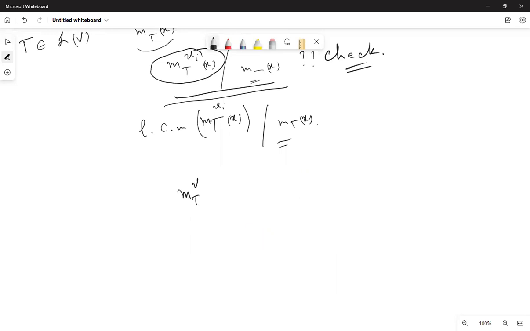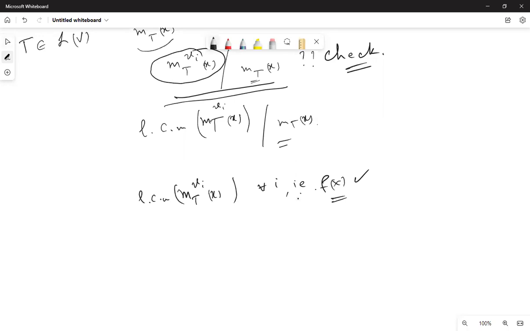LCM of this, for all i's, if that is fx, that means fx divides MTX. Okay. Will it be equal to MTX? Equality? This must be equal, because this LCM would divide, would be divided.